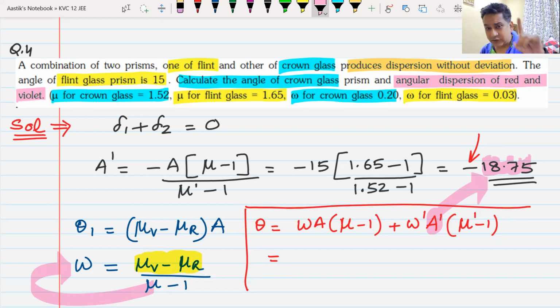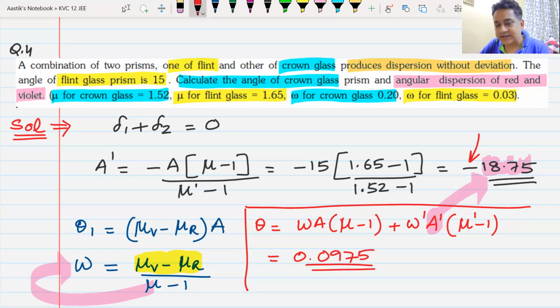Fast, so that I can give you one more question, beta. You can tell me the answer. I leave the calculation to you. Let us not waste time in calculation. The answer I have is 0.097 something, 975. So can you do it? Check the answer.